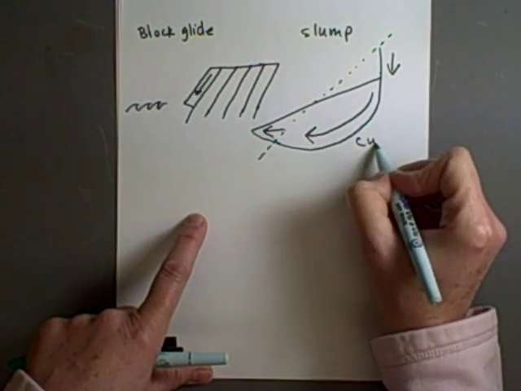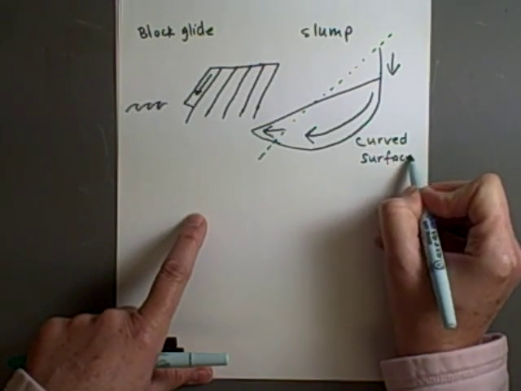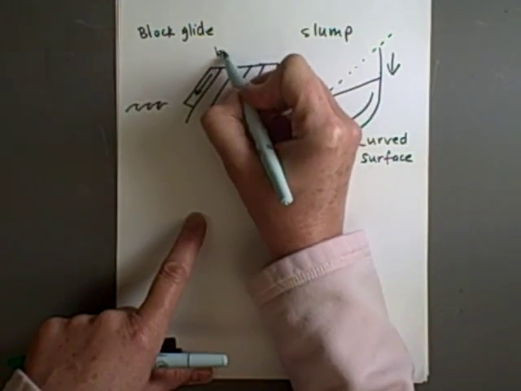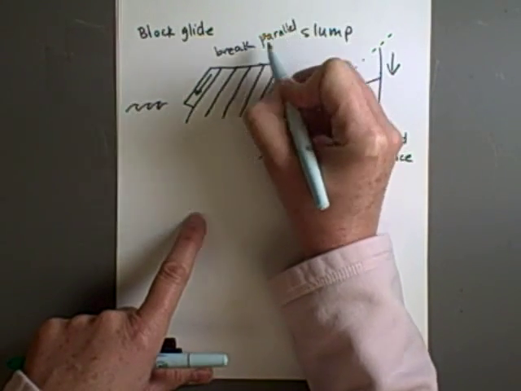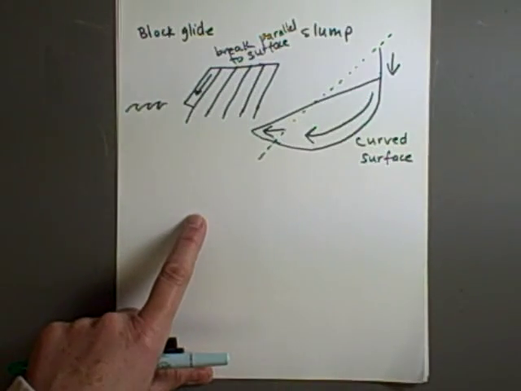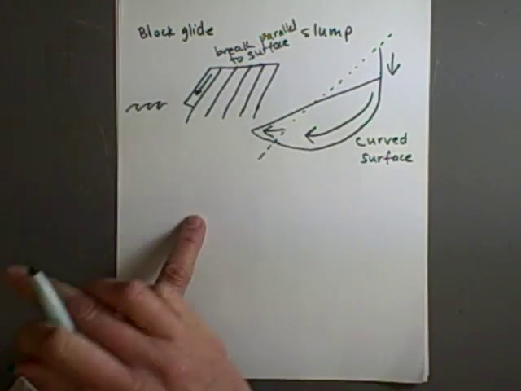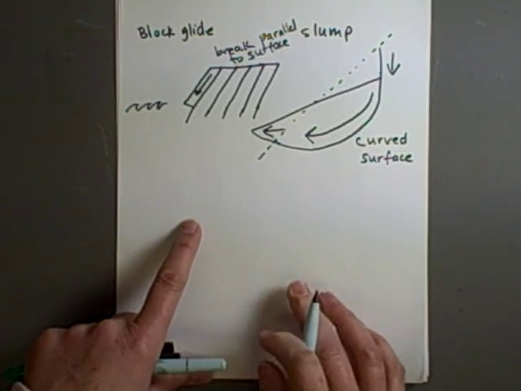And so again, curved surface here, a curved break. And here the break is parallel to the surface. And it's pretty much always along those bedding planes. All right, so watch the cool video on the Tennessee rock slide, because that's pretty much a block glide.